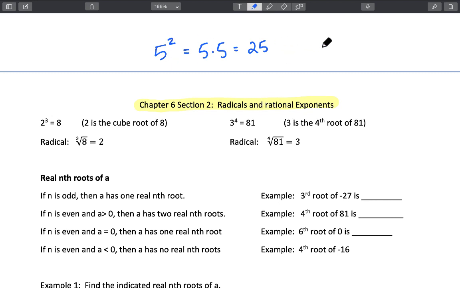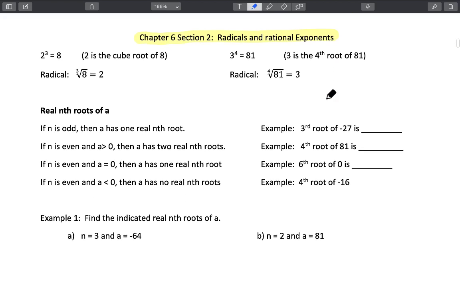So a radical would be something like the square root of 25. And the square root of 25 is just asking what number would you multiply by itself 2 times to result in 25. And you would say, oh, that's 5. So the square root of 25 is equal to 5. And that's what a radical expression is. Now there's more than just square roots. There's things like cube roots and fourth roots, and that's what we're talking about today.